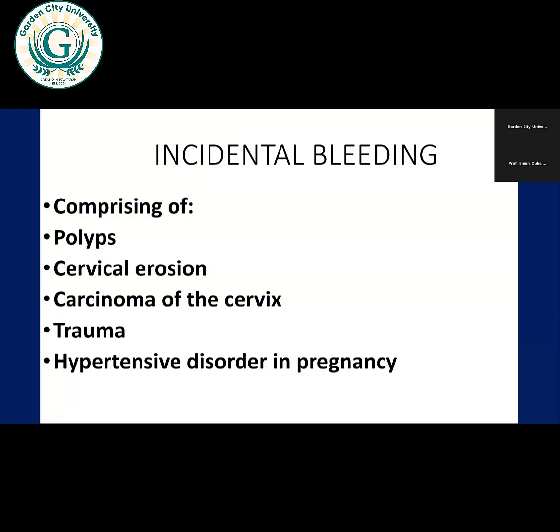Now, incidental bleeding comprises of, remember on the first slide we had talked about the table of content, and this is the table of content you are looking at. Incidental bleeding comprises of the polyps, cervical erosion, carcinoma of the cervix, trauma. Hypertensive disorders in pregnancy are not actually supposed to be here. It will come in medical conditions in pregnancy.